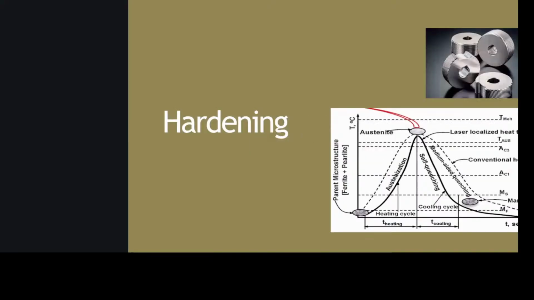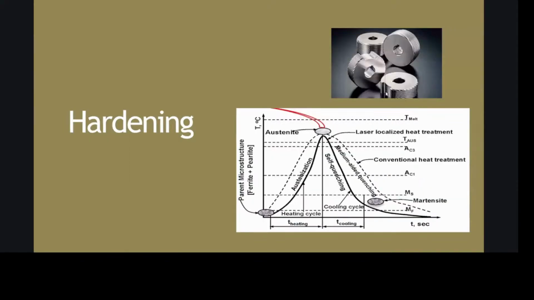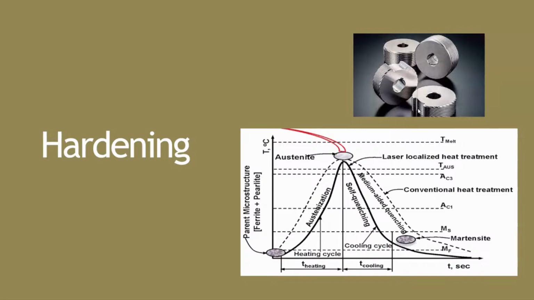It very quickly in oil or water or even high pressure gas. That fast cool locks the structure into martensite, which is very hard but also quite brittle. So we almost always temper afterward, reheat to a moderate temperature to trade a little hardness for much better toughness and stability.